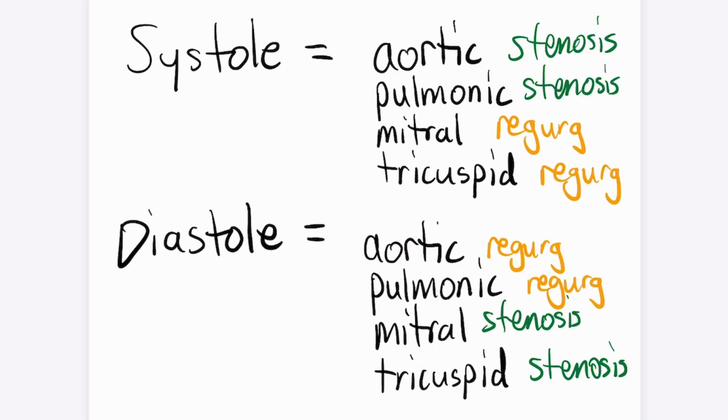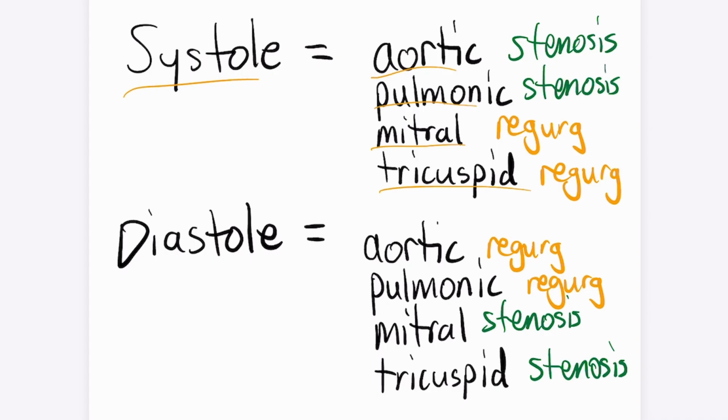So the pattern is pretty simple. During systole, you're going forward through the aortic and the pulmonic valves. That's going to give you stenosis. And then you're going backwards through the mitral or the tricuspid valve. That would be regurgitation. You would never have a systolic murmur that is mitral stenosis. That is not going to happen. That is not how the valve works. And so you really have to think about it in this way. Where is the blood supposed to be going?